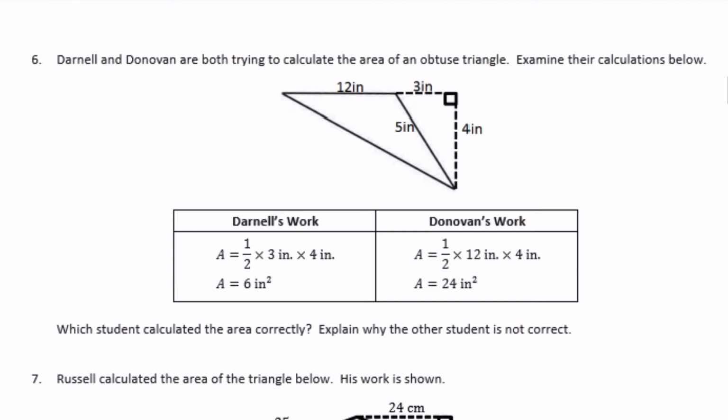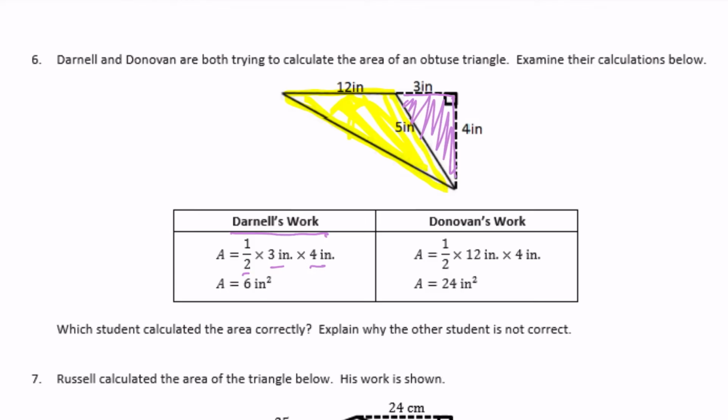Number 6. Darnell and Donovan are both trying to calculate the area of an obtuse triangle. Examine their calculations below. Okay, so here's Darnell. He did 1/2 times 3 times 4. So here's 3 and here's 4. Well, what I notice is Darnell calculated the area of this right triangle right here. I think we're actually trying to find this triangle, because this is the obtuse triangle. So I think Darnell calculated the area of the wrong triangle.